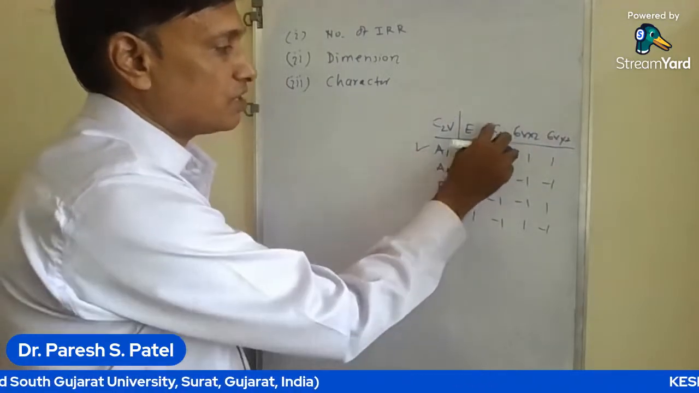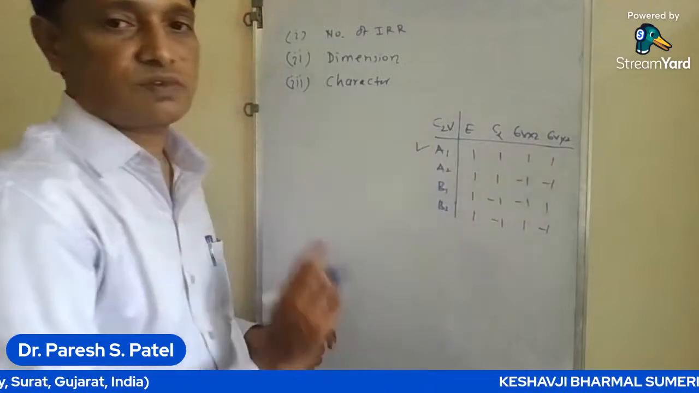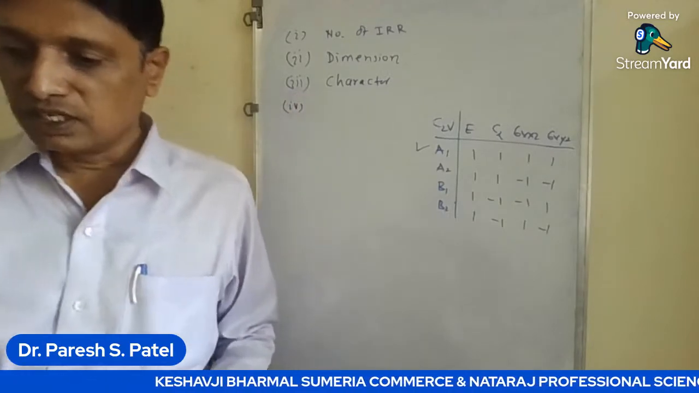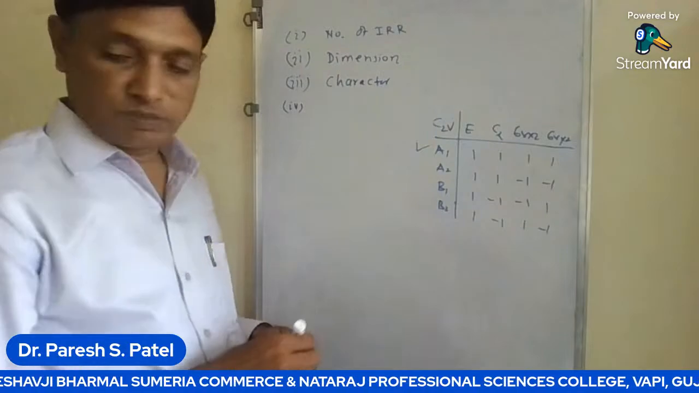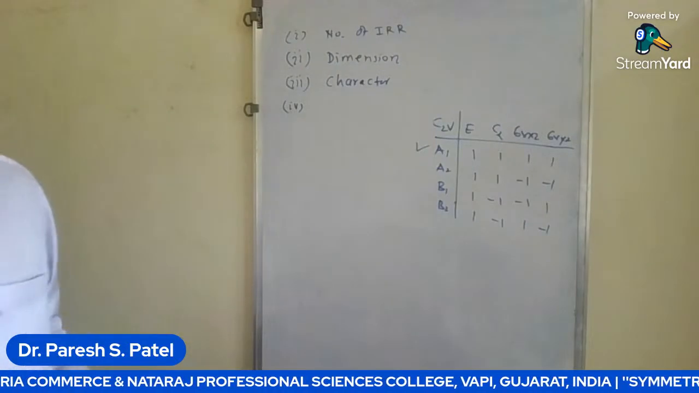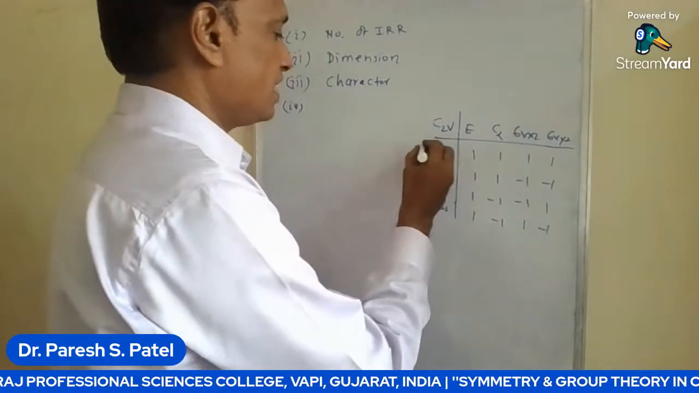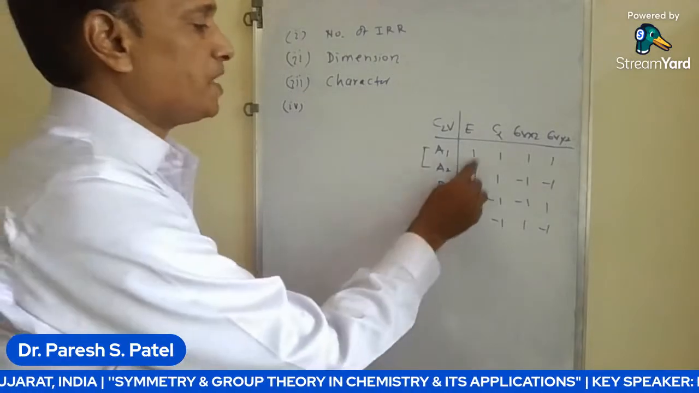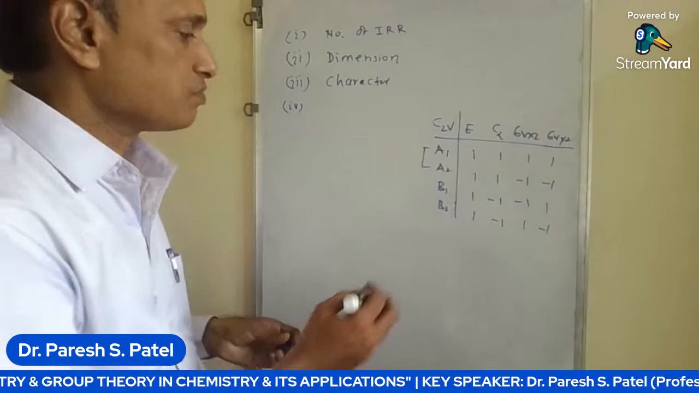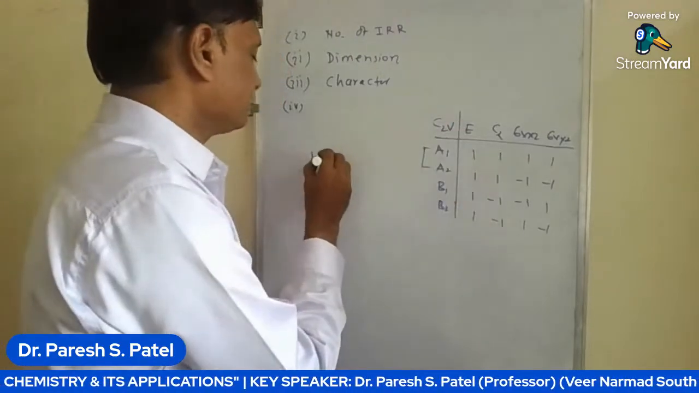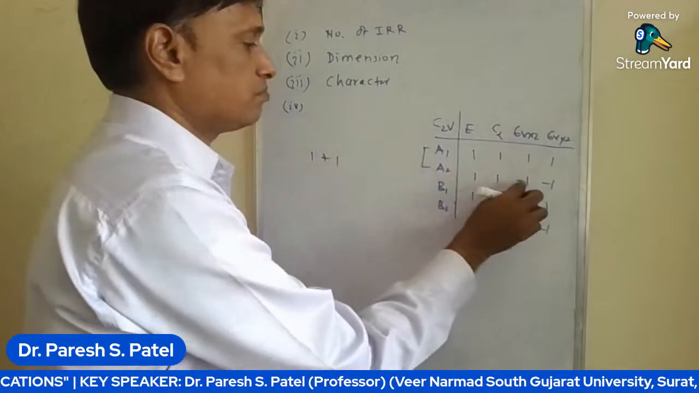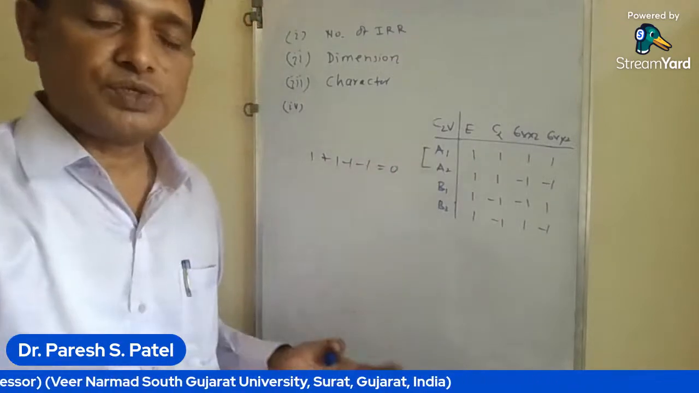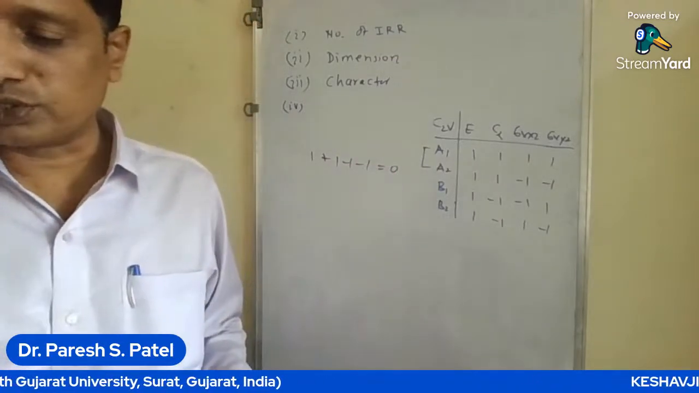It means 1 into 1 square, 1 into 1 square, 1 into 1 square, 1 into 1 square is equal to 4. Rule number 4: the characters of the irreducible representations of the same group are orthogonal. Suppose A1 and A2 are two irreducible representations. These are orthogonal. It means the combination and summation is equal to 0. So 1 into 1 into 1 is 1, 1 into 1 into 1 is 1, minus 1, 1 into 1, minus 1, minus 1, 1 into 1, minus 1, is equal to 0. So any two irreducible representations are orthogonal to each other.